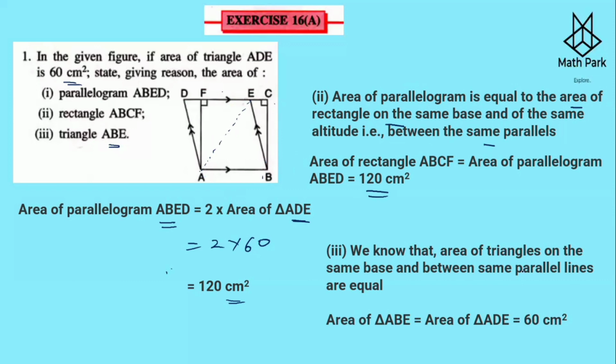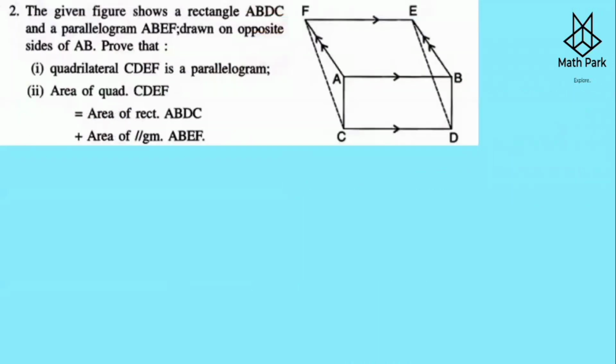Now, the third part, we need to find the area of ABE. Just now we have seen the corollaries and theorems: the areas of triangles on the same base and between the same parallel lines are equal. So for ABE, the base is AB, and they have equal bases. Why are the bases equal? Since it is a parallelogram, opposite sides are equal. So AB is equal to DE, the bases are equal, therefore the areas are equal. Got that? Now let's move on to question number 2.